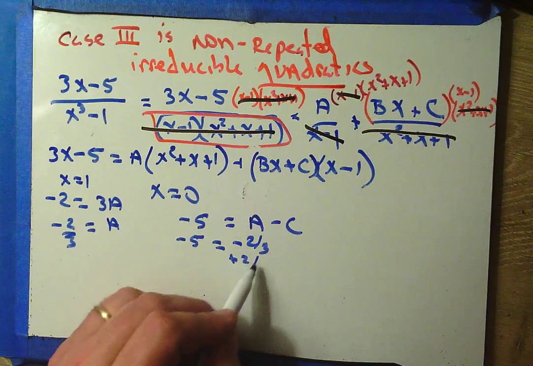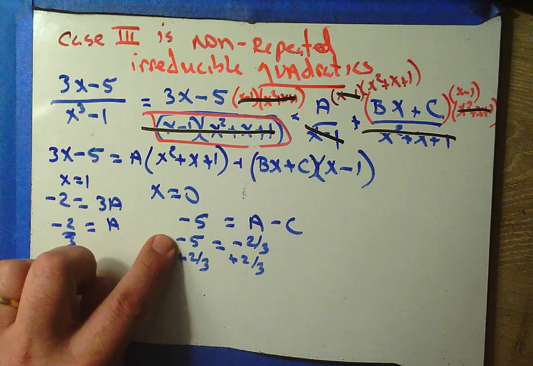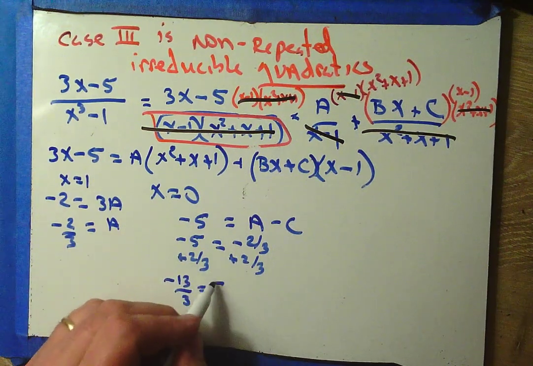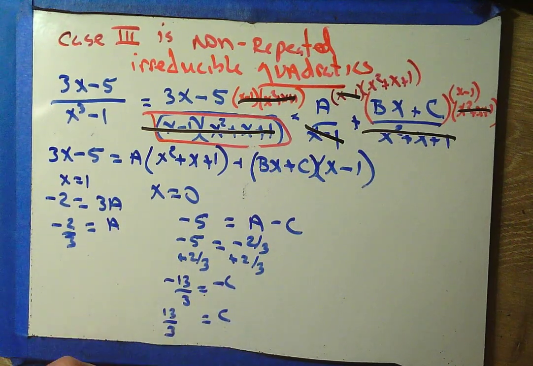So let's add 2/3 to both sides. This is negative 15/3 plus 2/3, which is negative 13/3 from minus c. So plus c would be positive 13/3.